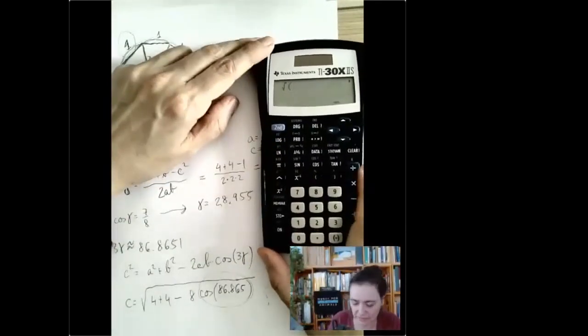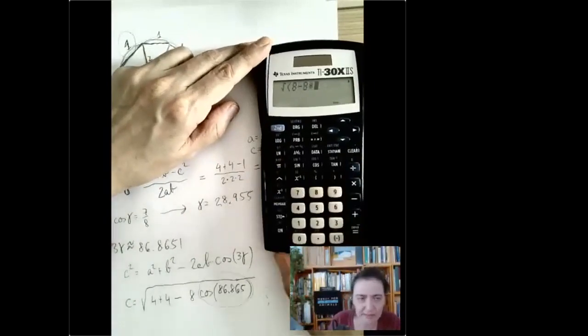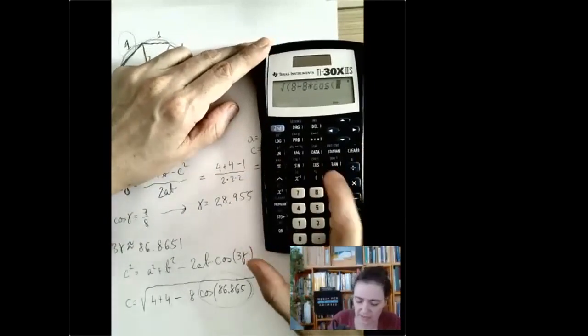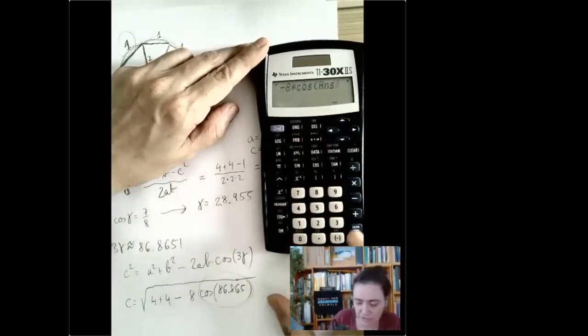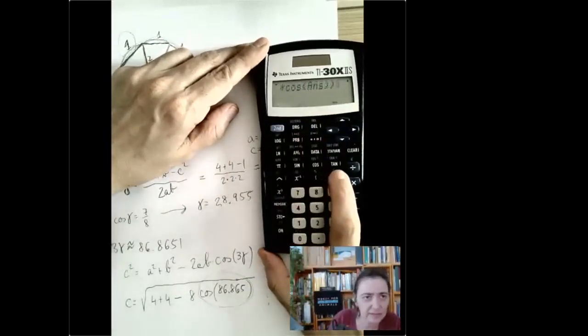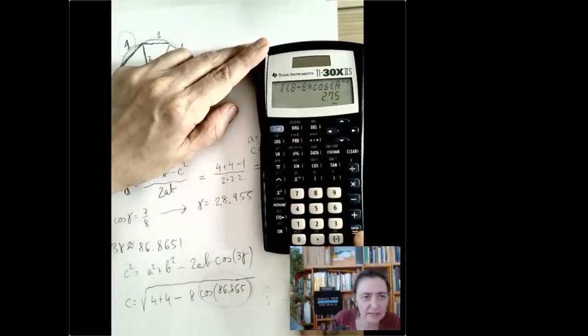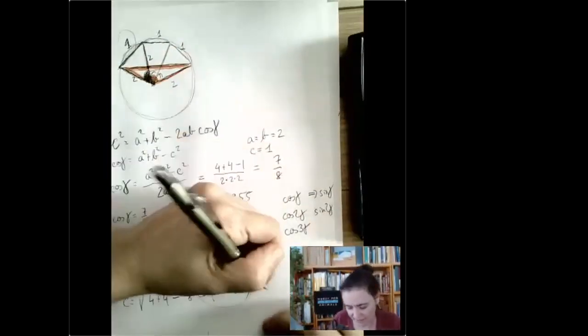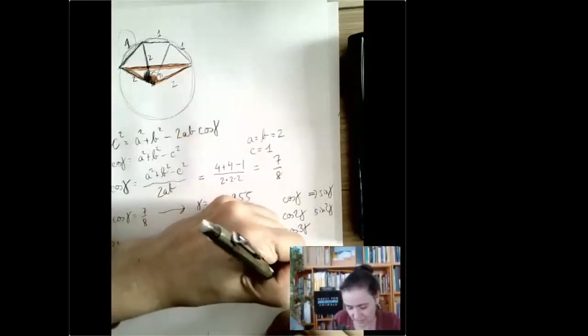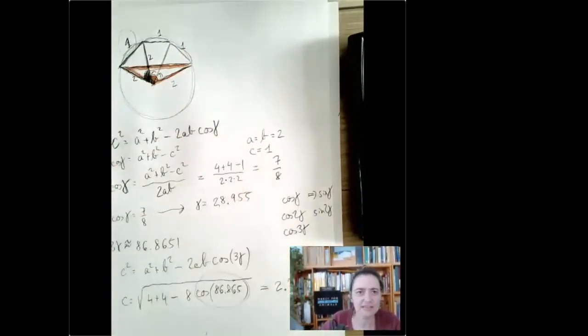Square root of 8 minus 8 times cosine of, and there is a button that says the previous answer, which is still sitting in my calculator, I believe. And then close the parentheses for the cosine and then for the radical. Ooh, that's a very round answer, 2.75. That is actually 2.75. Interesting.